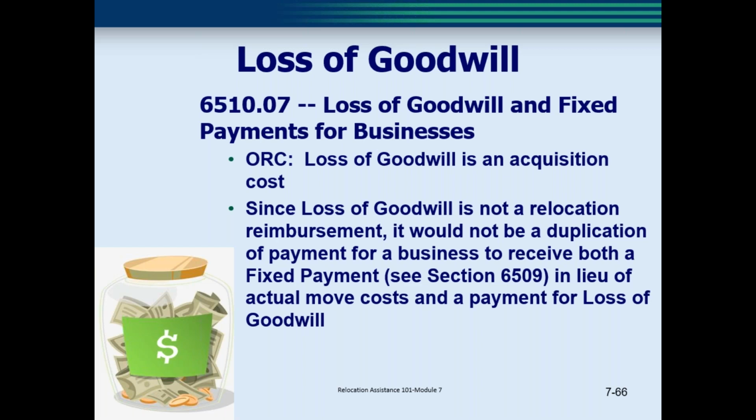So loss of goodwill claims can be combined with fixed payments. They can get that fixed payment move with that cap of $40,000, and they can still put in a claim for loss of goodwill. So why is it not a duplication of payment? Because loss of goodwill is an acquisition payment, and a fixed payment is a relocation payment.